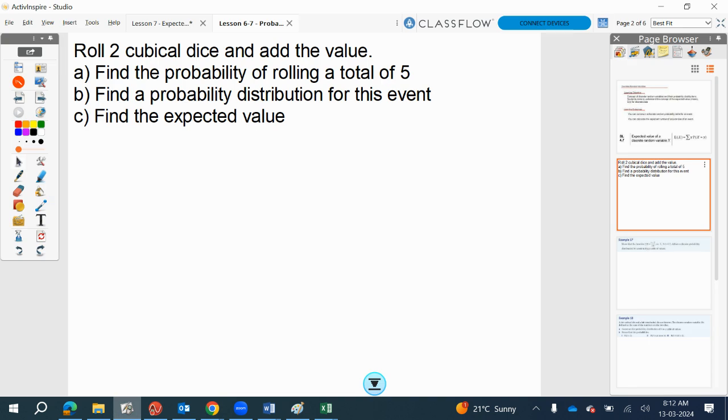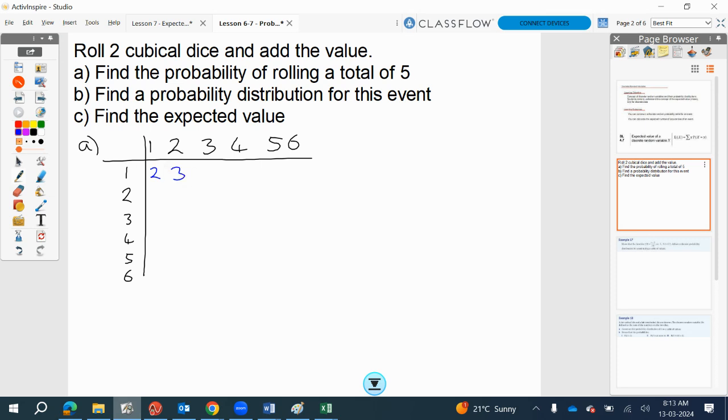We need to find the probability. You're going to start off in part A with an outcomes diagram. So with a cubical dice, we can get a 1, 2, 3, 4, 5, and 6. We can get a 1, 2, 3, 4, 5, or 6. If we add these together, we get 2. 1 and 2 gives 3, 1 and 3 gives 4, 1 and 4 gives 5, 1 and 5 gives 6, 1 and 6 gives 7.